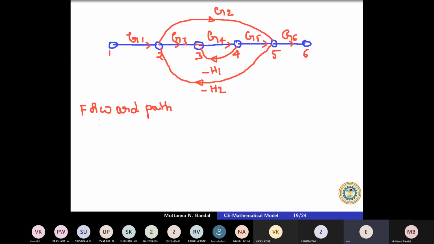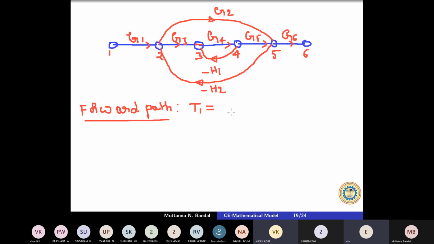Can anyone identify the forward paths? Two forward paths, sir, T1 and T2. Okay, two forward paths are there. Tell me what is T1? 1 to 2, 2 to 3, 3 to 4, 5 to 6.